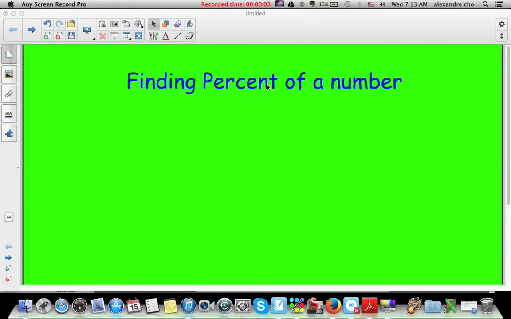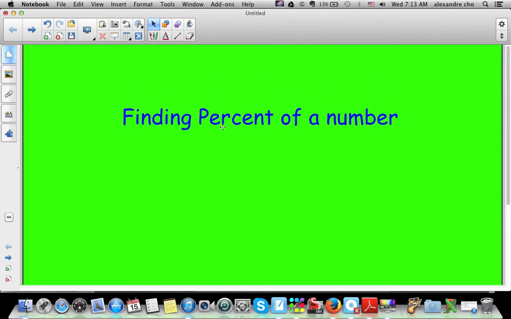Hi, good morning. There is, I believe, one more topic that I did not cover, and it's finding percent of a number. Okay, I'm sorry. Copy this in your table of contents, finding percent of a number, and I'm going to add something at the bottom here.